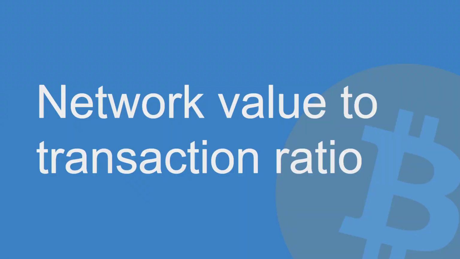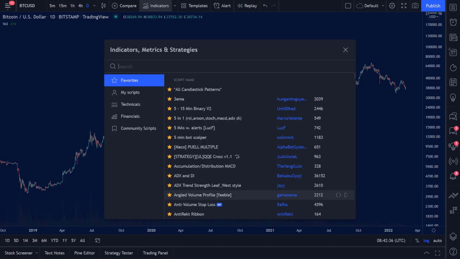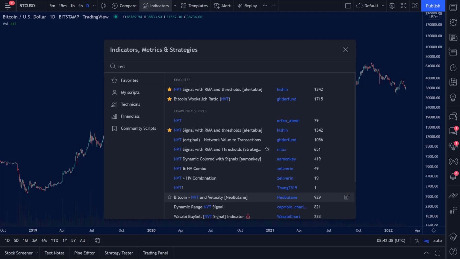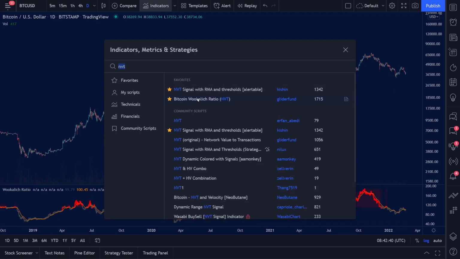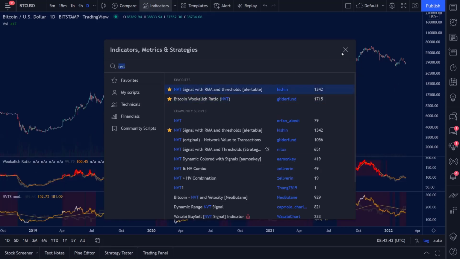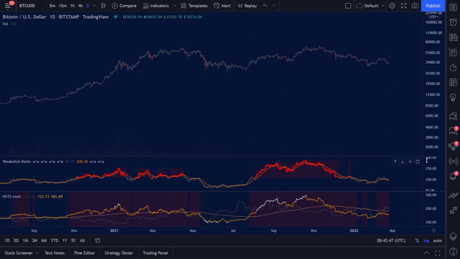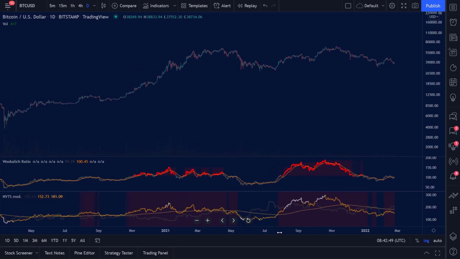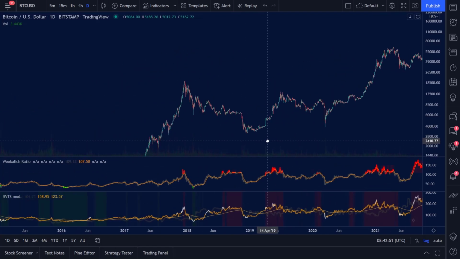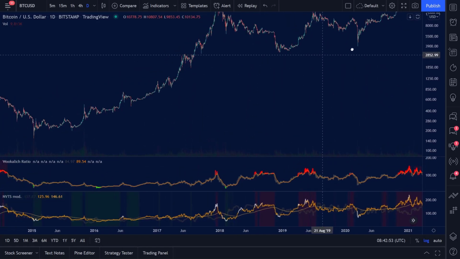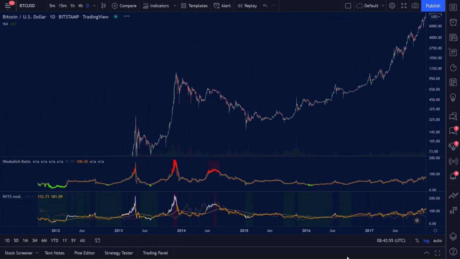The third indicator I often use is the network value to transaction ratio, which is created by the well-known Bitcoin analyst Willy Woo. This ratio also indicates if the Bitcoin price is undervalued or overvalued. When undervalued, you have buy opportunities and DCAing in is a good option. And when the price is overvalued, then there is opportunity to take profit and DCA out of the position.